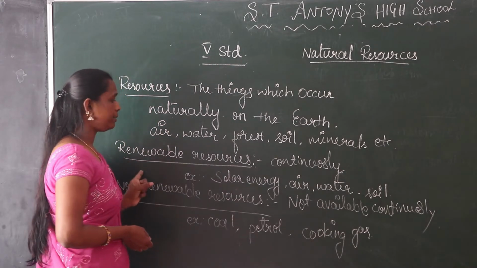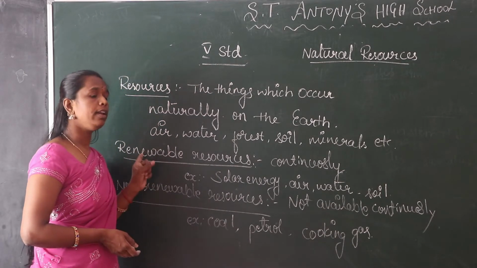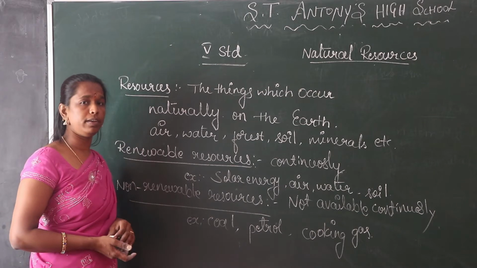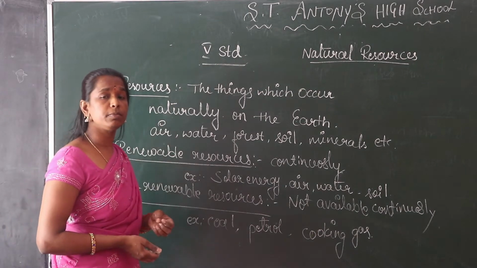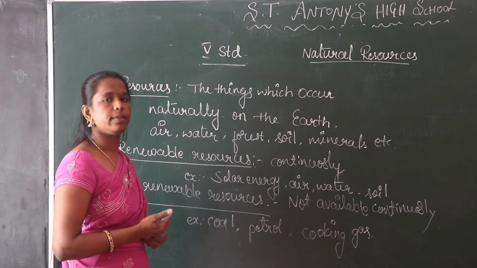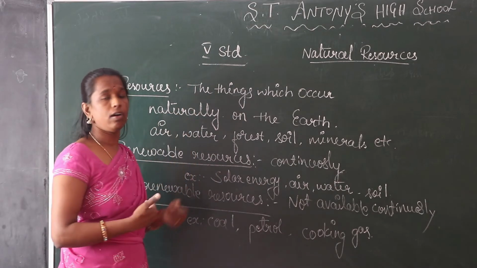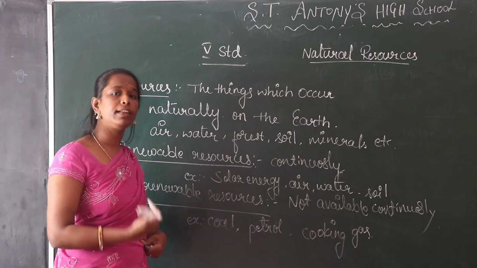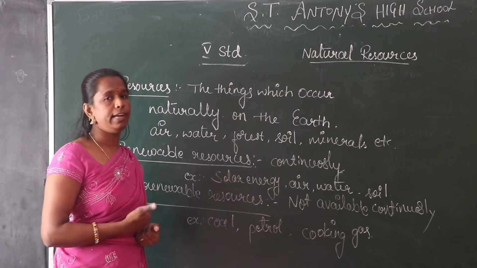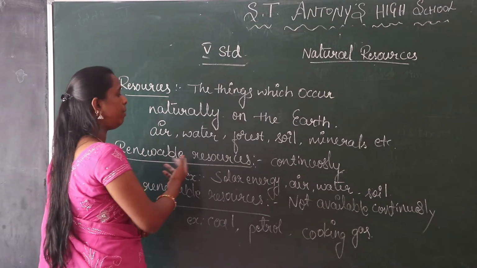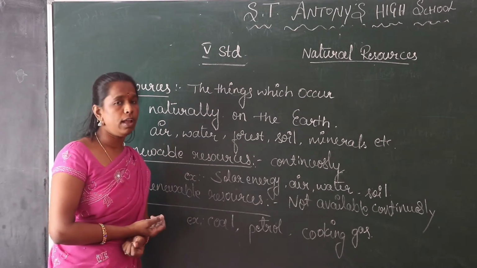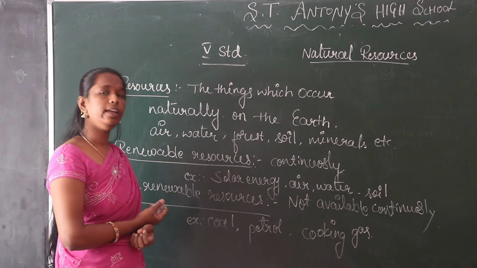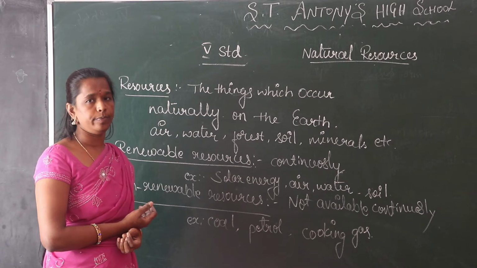So there are two types of resources: renewable resources and non-renewable resources. Renewable resources means the resources which we get from the nature or from the earth. They will be provided, meaning they are available continuously over a lifetime. They are called renewable resources. Examples: solar energy, air, water, soil, etc.